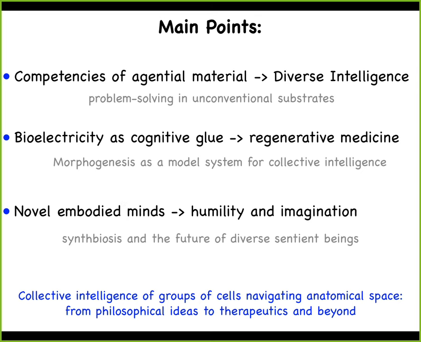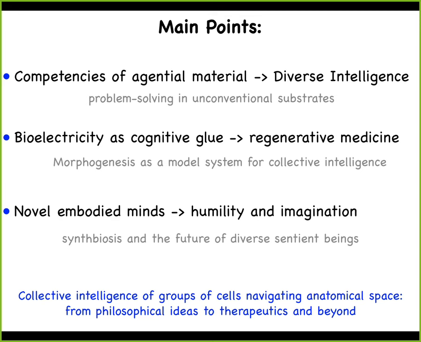So the main points that I'd like to transmit today are these. First of all, I'm going to talk about agential materials and in general the field of diverse intelligence or problem solving in unconventional substrates. I'm going to try to widen a little bit our expectations of what active agents and what intelligence looks like. I'm going to use a specific example in regenerative medicine of cellular collectives functioning as a large-scale intelligence that navigates anatomical space.